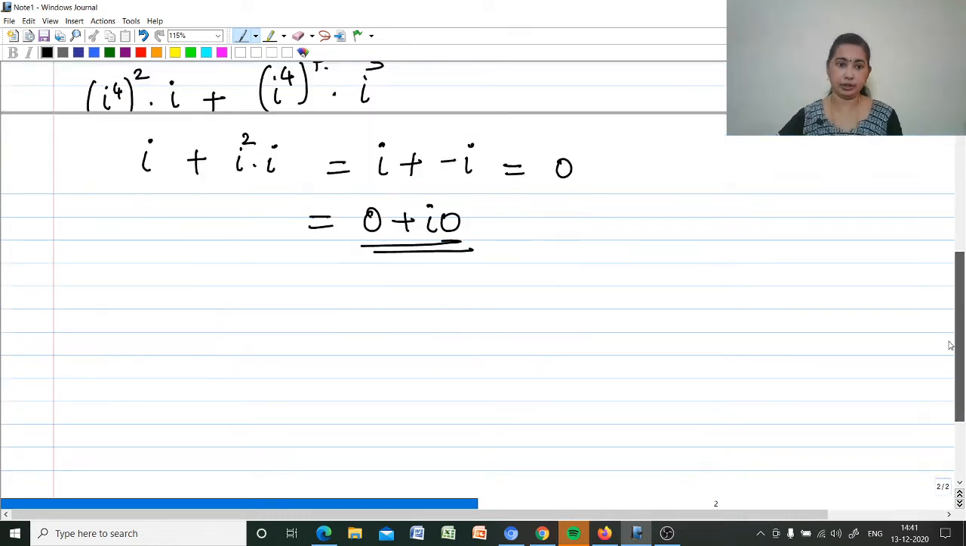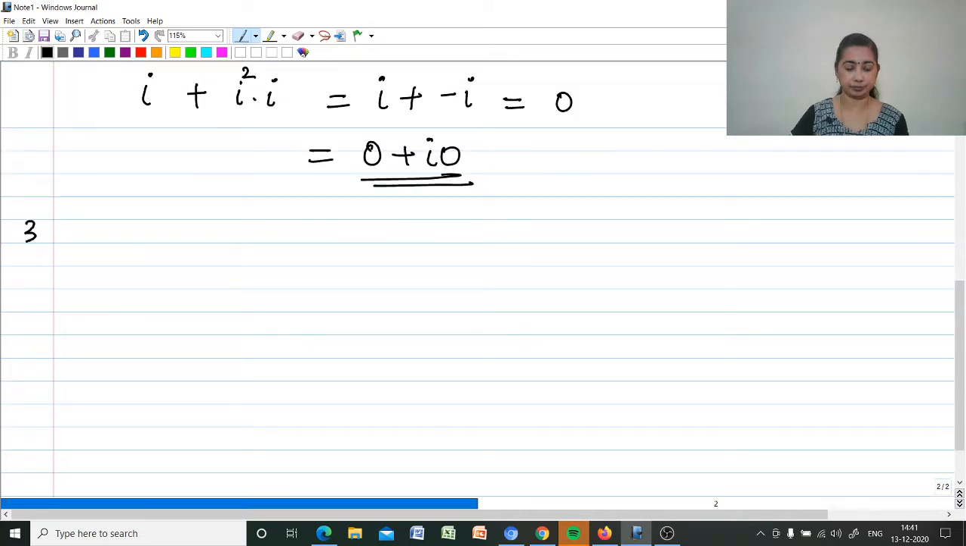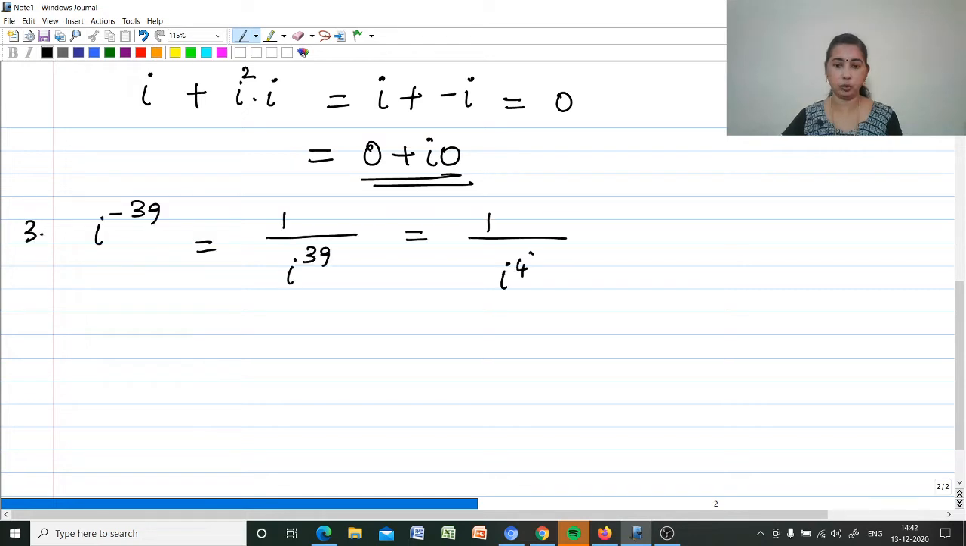Now third question. i raised to minus 39. i raised to minus 39 is the same as 1 by i raised to 39, and this is 1 by i raised to 4 raised to 9, which means it is i raised to 36. So always we will write in terms of i raised to 4. i raised to 4 raised to 9 is i raised to 36. i raised to 36 into i cube gives i raised to 39. And i raised to 4 is 1, so 1 raised to 9 is 1 itself. So 1 by i cube.